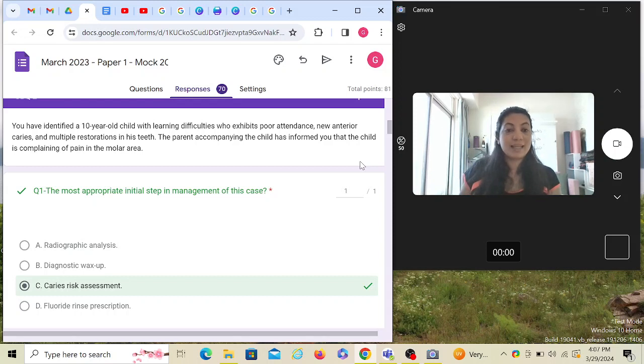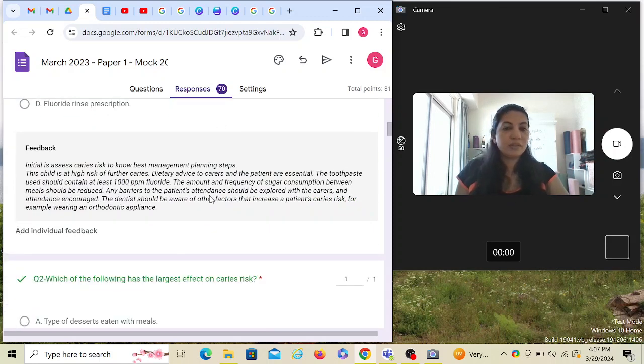Caries risk assessment, yes. Because if it's a high caries risk, then accordingly you will be giving the preventive plan to the parent. For example, fluoride or mouthwashes or something else. Fluoride rinse prescription, that comes in the treatment planning. So the initial step is not fluoride rinse prescription. The initial step is to understand what kind of caries risk the patient has, low, moderate, or high, because that would determine your preventive strategy. Okay.